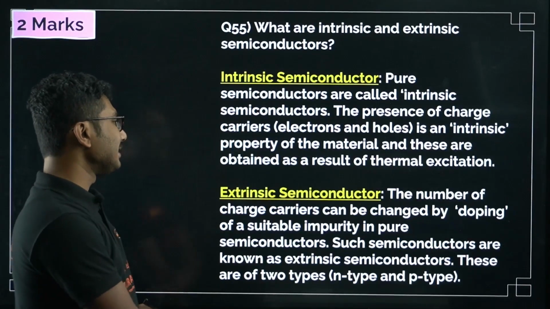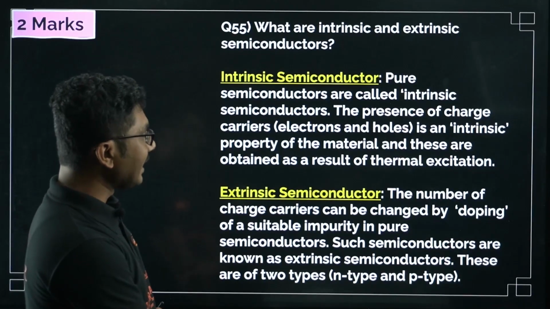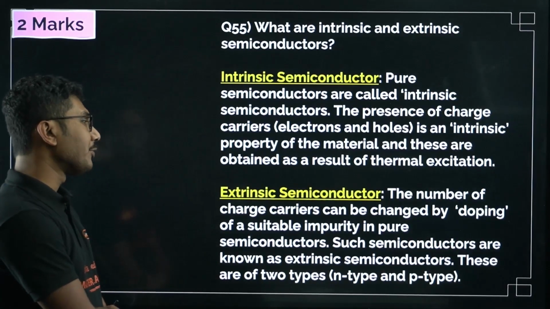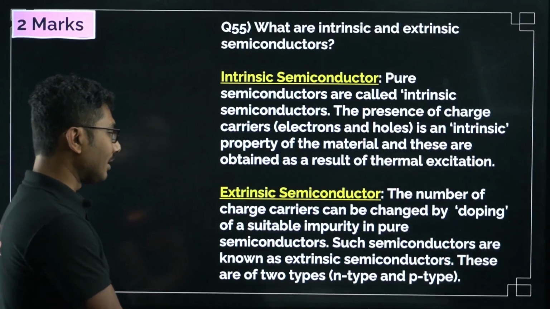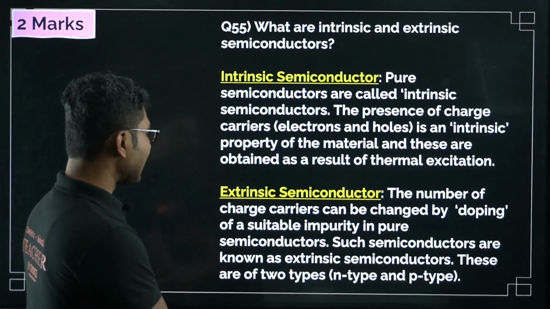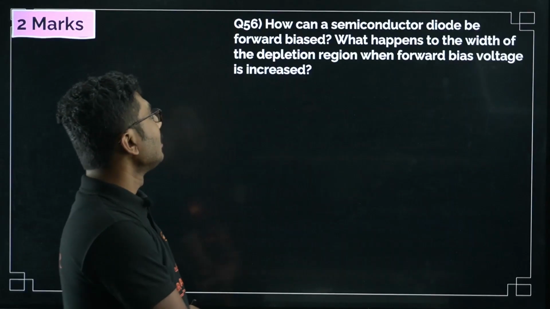Next, extrinsic semiconductors are those in which the number of charge carriers can be changed by doping a suitable impurity in pure semiconductors. Such semiconductors are known as extrinsic semiconductors. There are two types of extrinsic semiconductors, p-type and n-type.